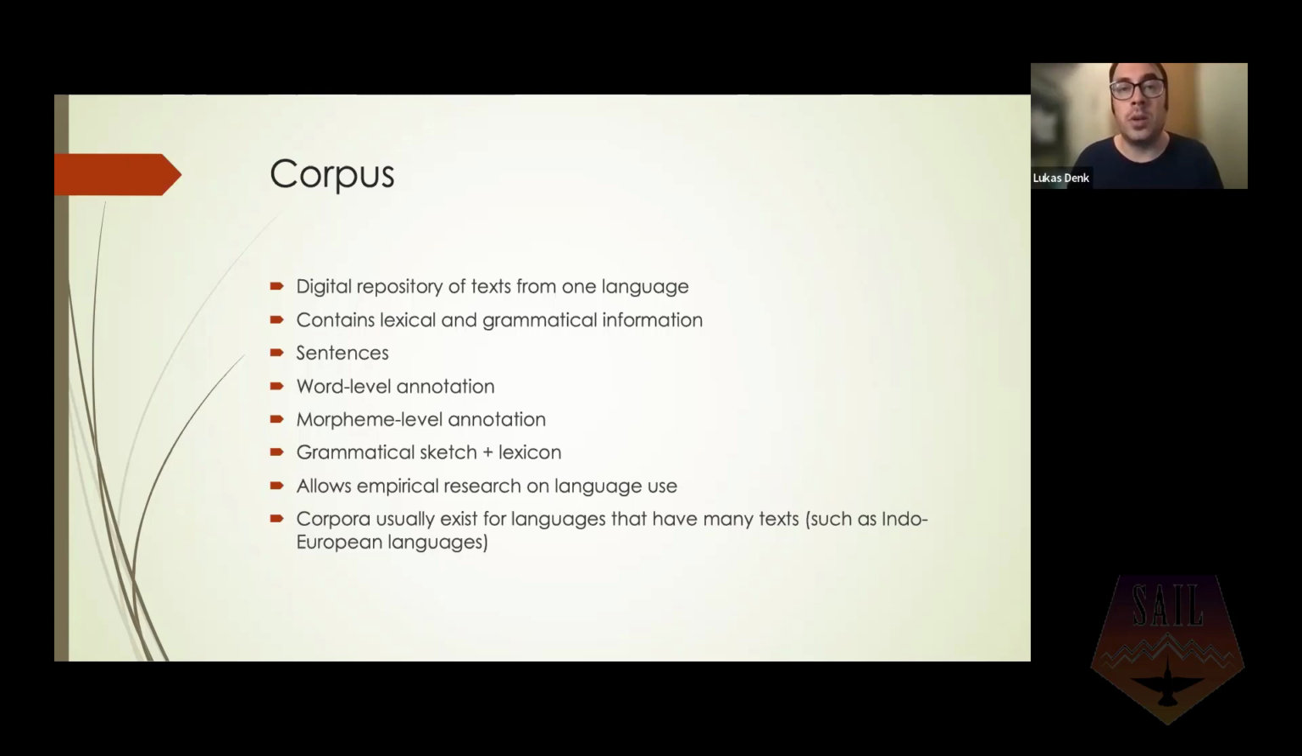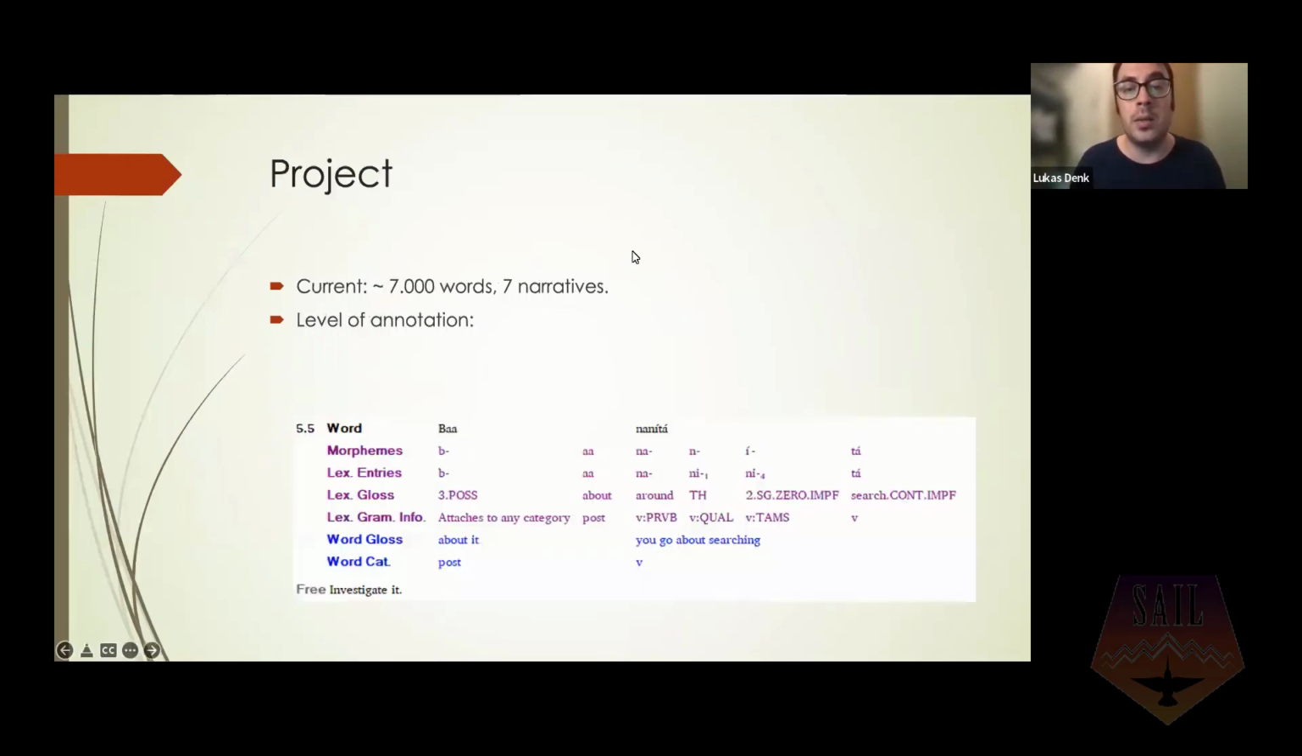Corpora usually exist for the bigger languages like French or English. The only thing is that a language needs a lot of text, and so languages that have a written history benefit more from the possibility to create a corpus. So as for Navajo, there is no corpus available for the public, and my project is to create one.